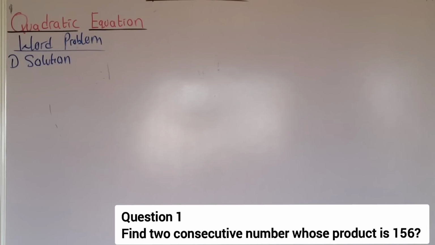What do we mean by consecutive number? Consecutive numbers are numbers that differ by 1. When we say two consecutive numbers, those numbers differ by 1. That is, the difference between those numbers is 1.